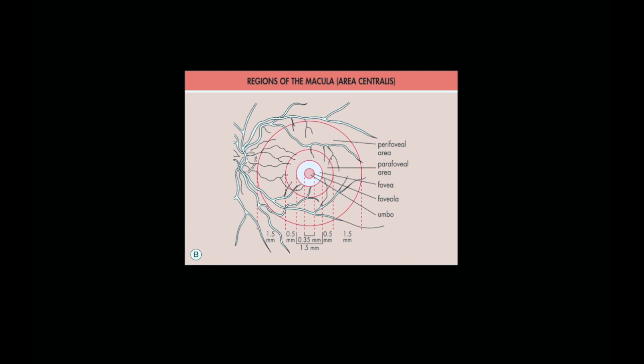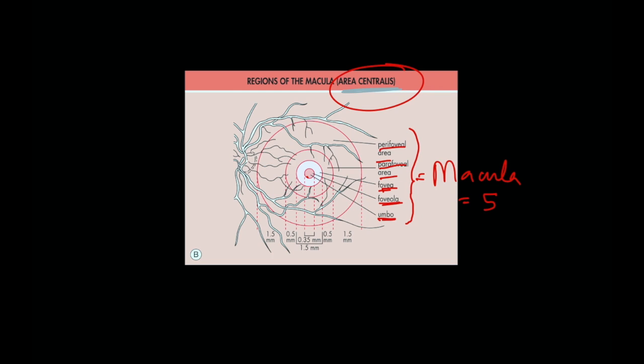To elaborate further about the various regions of the macula, which is also called the area centralis. Here, understand this is going to be the central depression, the umbo, the fovea surrounding that, and you have the macula. Now, surrounding the fovea, you have a parafoveal area, and even surrounding that you have a perifoveal area. So this umbo, fovea, foveola, para and perifoveal areas together constitute the macula, which is 5.5 mm.